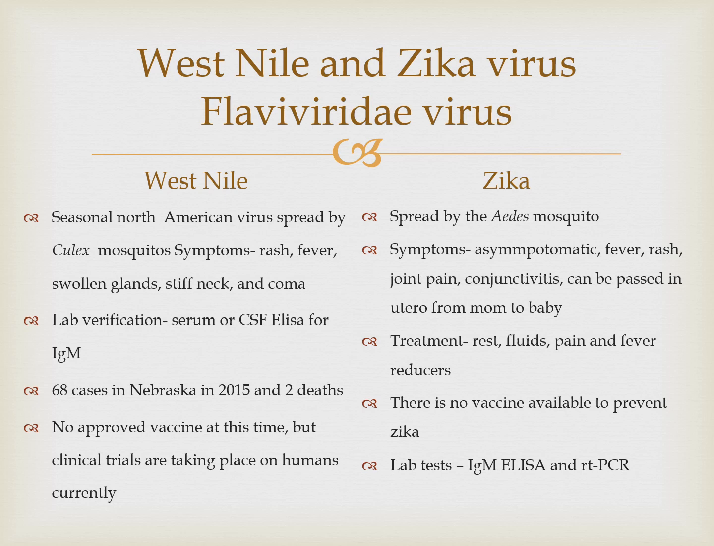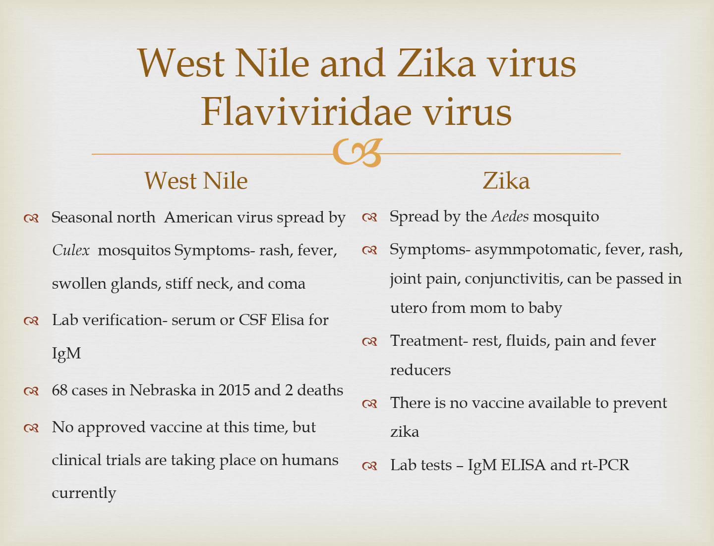The best way to identify West Nile virus is by doing serum or spinal fluid ELISA, looking for IgM antibodies. So far, there have been 68 cases in Nebraska up until 2015 and 2 deaths. There is no approved vaccine at this time, but clinical trials are taking place on humans. Okay. One thing that's interesting is there's a fever in some people that have West Nile virus, and 1 in 150 develop central nervous system symptoms.